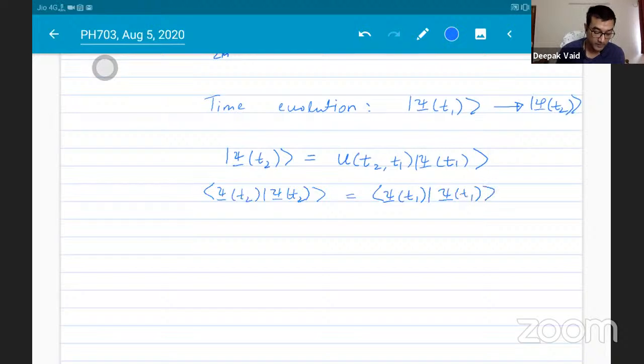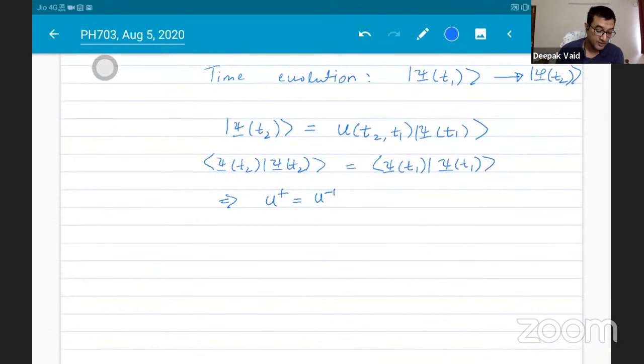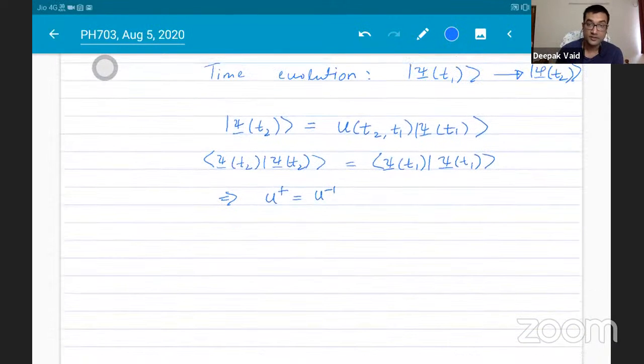This requirement tells us that this operator has to be a unitary operator, which means that its inverse is equal to its Hermitian conjugate. Okay. All right.